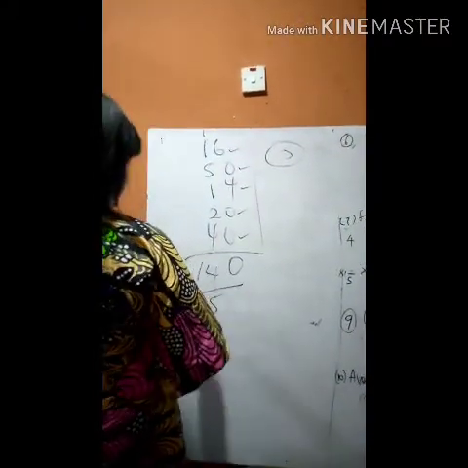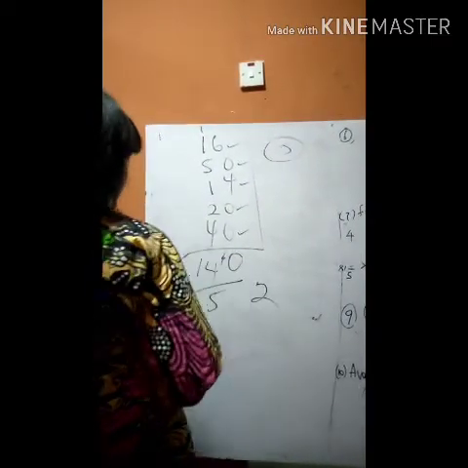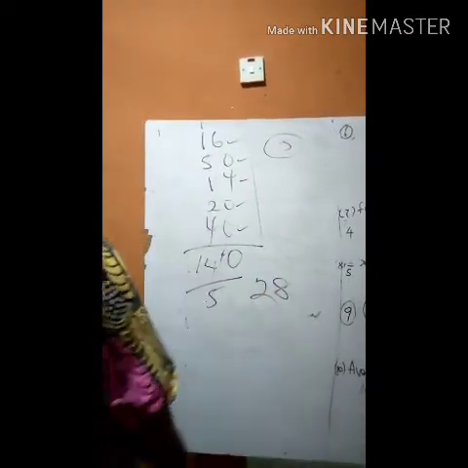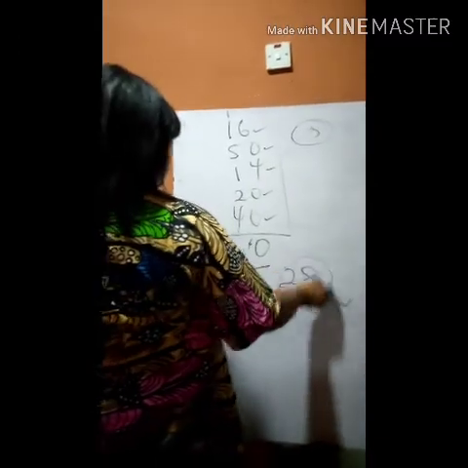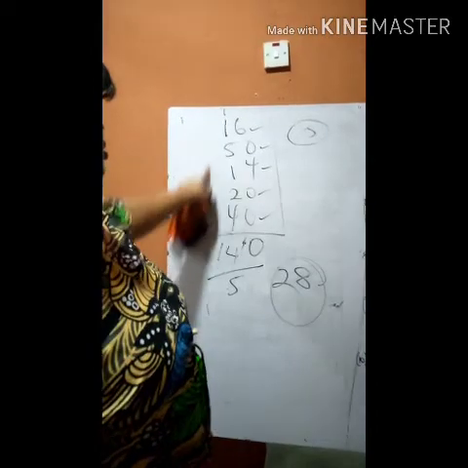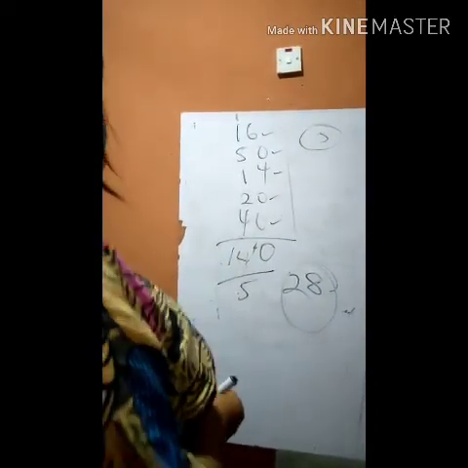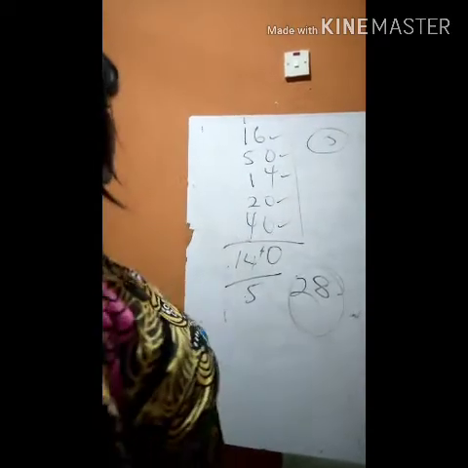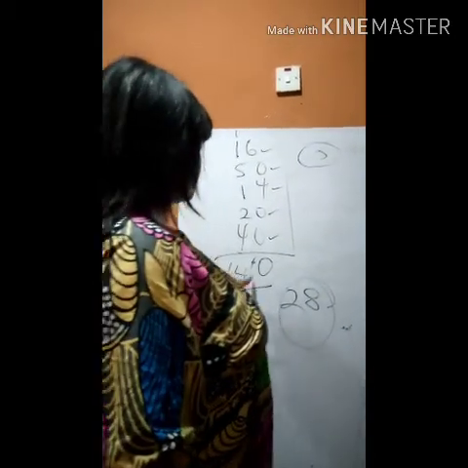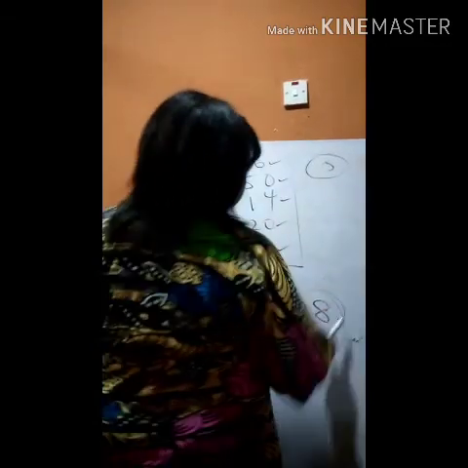140 divided by 5 numbers. Divided by 5. 5 in 14 is 2. It will remain 4. 5 in 40 is 8. So the average of the set of numbers is 28. You add everything together. When we added, we got 140. Then you divide by the number of numbers, which is 5. 5 in 14 is 2. 5 times 2 is 10. We have an extra 4. We add it to this 0. We have 40. 5 in 40 is 8. So 28. Thank you.